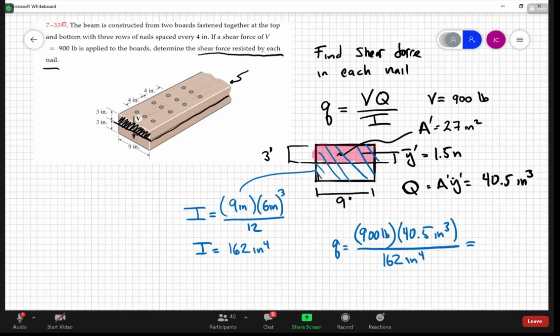And I get a shear flow of 225 pounds per inch. Okay. So that's how much shear acts per length on this joint. Now, how would we figure out the shear force in each nail? How could we get that?